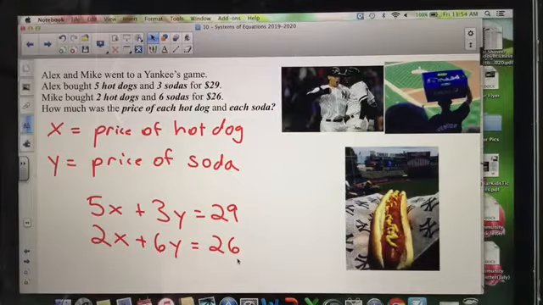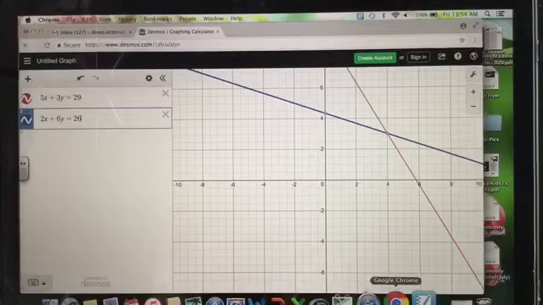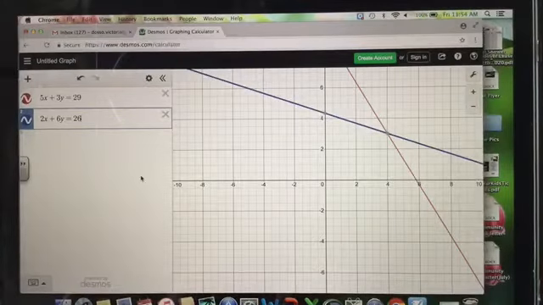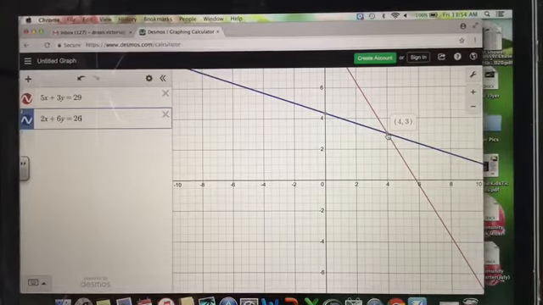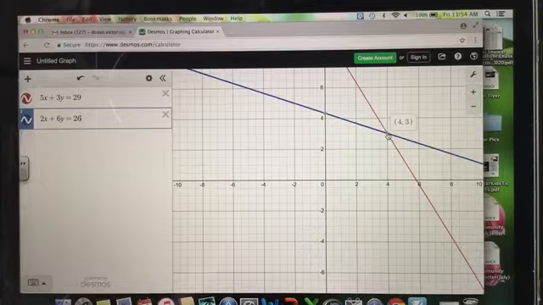So now what we can do is we can go to Desmos, where we can graph our equations, and we can graph on Desmos in standard form, which is really cool. So there's Alex's equation and Mike's equation. We graph them and we find the point where the two lines intersect, the point (4, 3), where x is 4 and y is 3. That tells me the cost of a hot dog was $4 and the cost of a soda was $3.